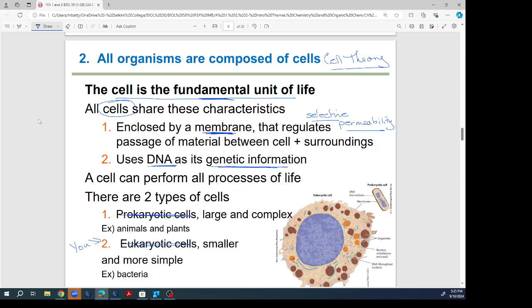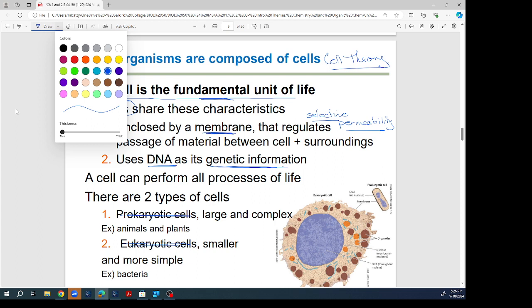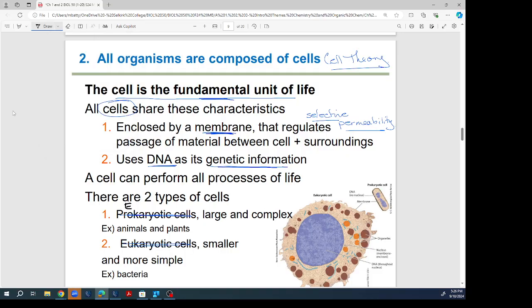But so I'm gonna actually just erase that because that's really misleading. So you, I'll switch colors. We'll make it look like I meant to do this. You are a eukaryote. So this is eukaryotic. This is you. Your cells are large and complex.